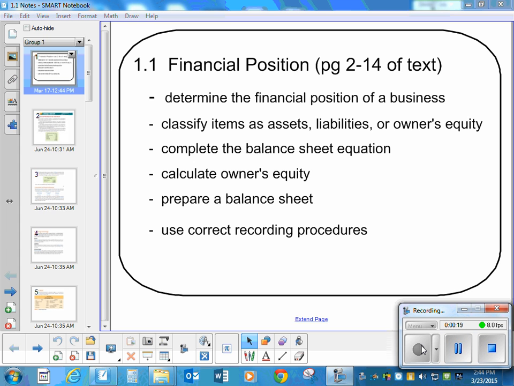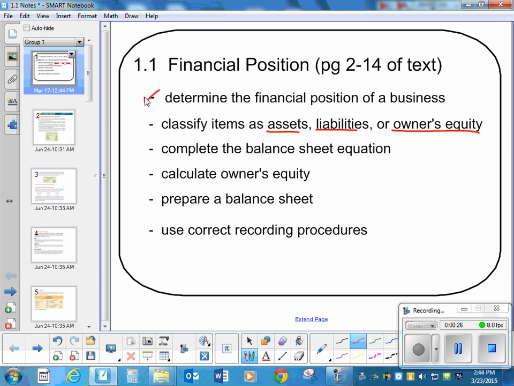And we're going to talk about what financial position means. We're going to talk about assets, liabilities, and owner's equity. Those are the three main important things that we are going to build upon for this whole entire course. The most basic sheet that we're going to do is something called a balance sheet. And on the balance sheet, we are going to be calculating the owner's equity.